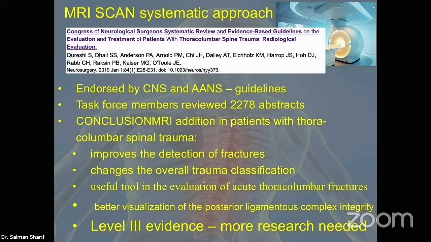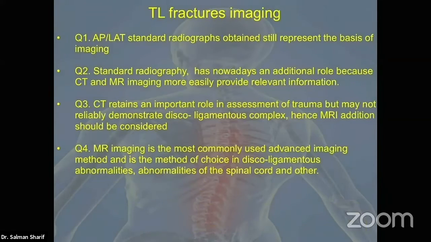Again, this is level 3 evidence, and they concluded that more research is needed in order to define the exact place of the MRI scan in the diagnostication of thoracolumbar trauma. So the statement that I have prepared is: AP lateral standard radiographs are still a basic image that has to be used.